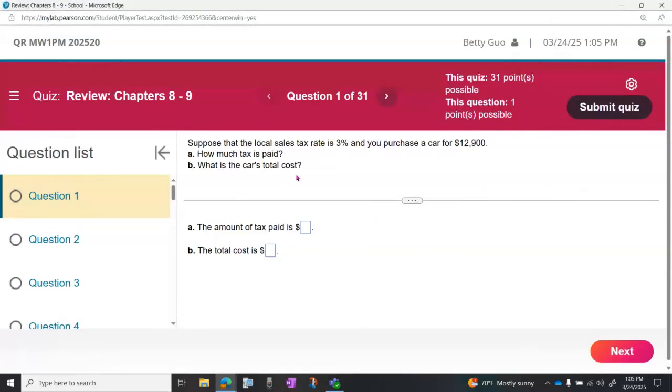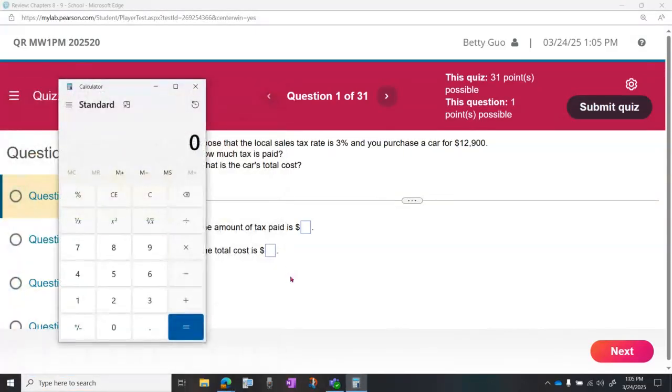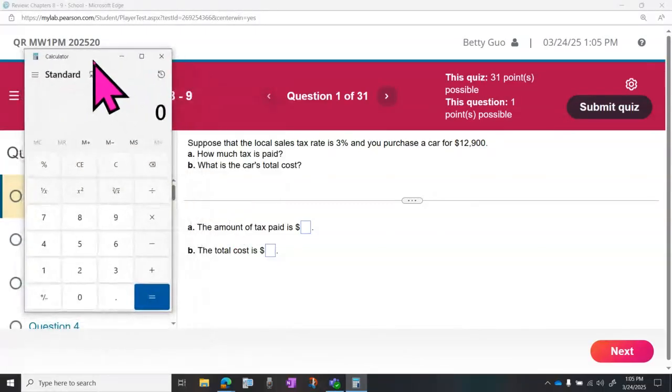Question number 1. Suppose that the local sales tax rate is 3% and you purchase a car for $12,900. Part A, how much tax is paid? Let me get a scientific calculator. Sales tax problem is a markup problem. You pay more than just the price of the car because you also pay 3% of the car price to the government, local government. The tax amount equals tax rate times the item price. So we are going to multiply 3% with 12,900.